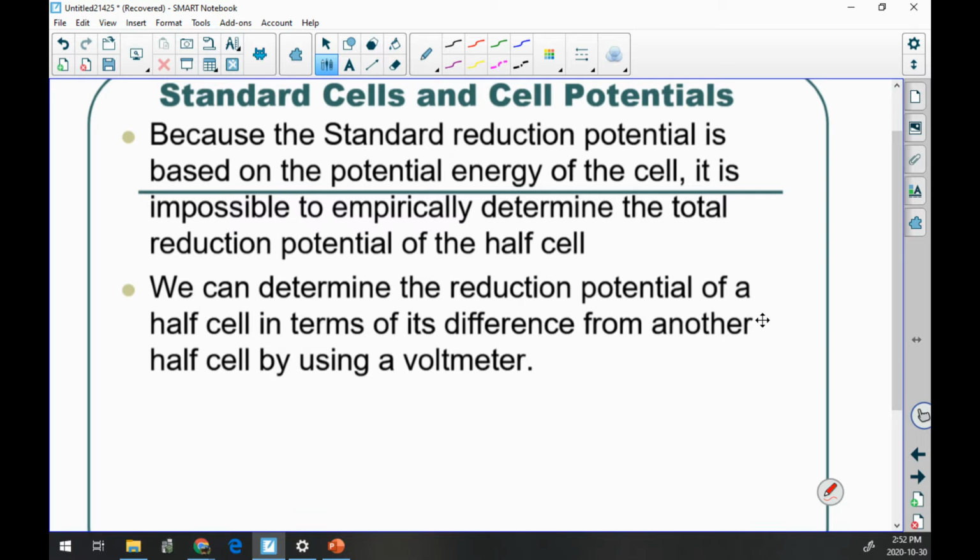Because it's based on potential energy, we cannot theoretically determine what the electrical cell potential is. We have to measure it in terms of another cell, which we set to be zero. I think of it very much like the same idea as temperature.